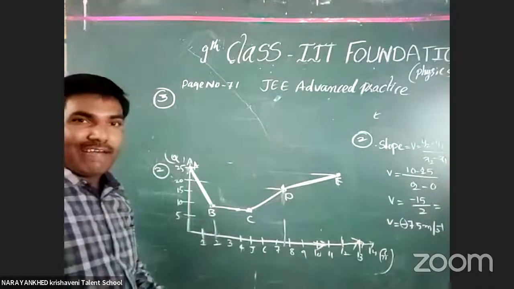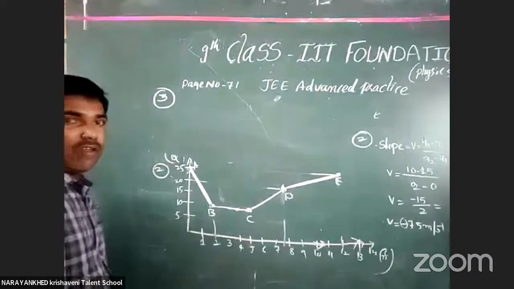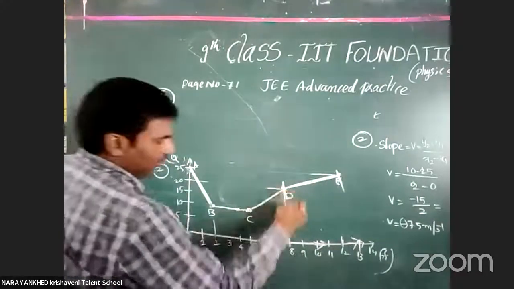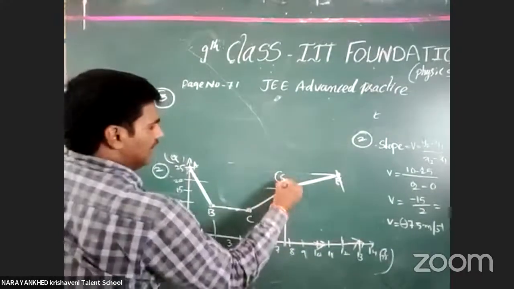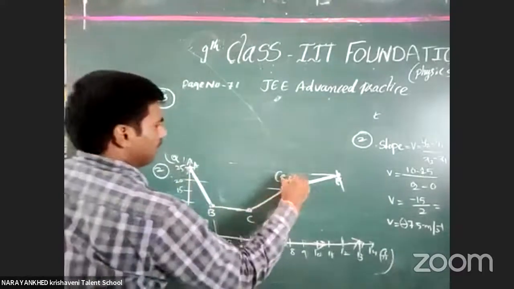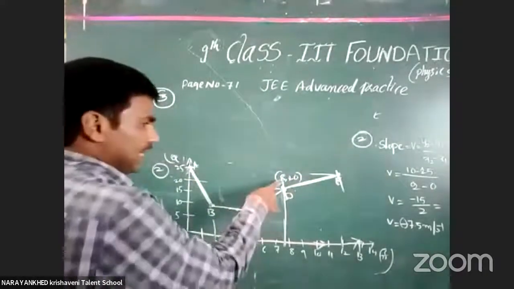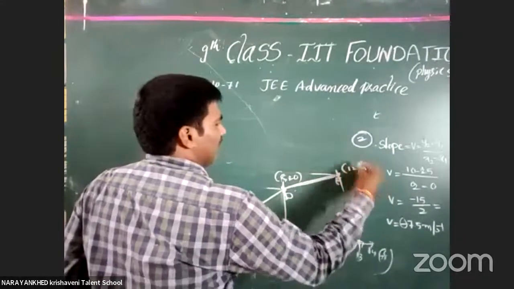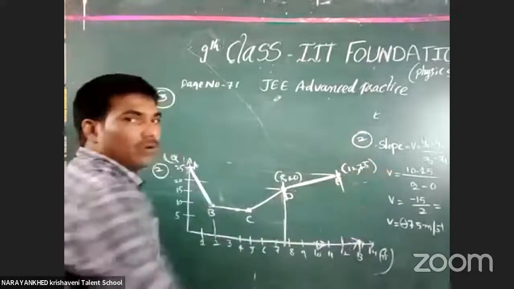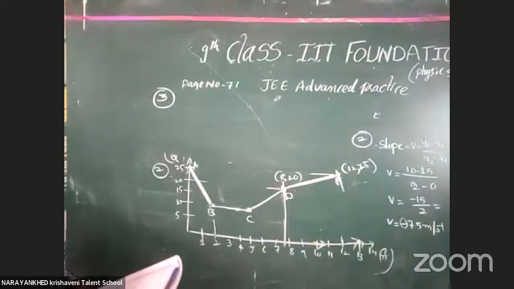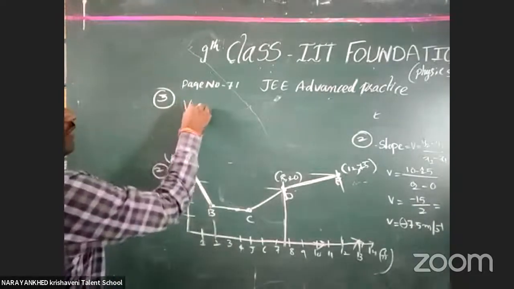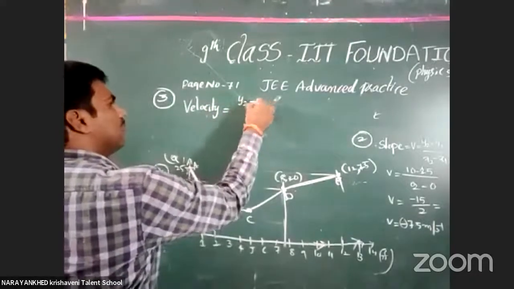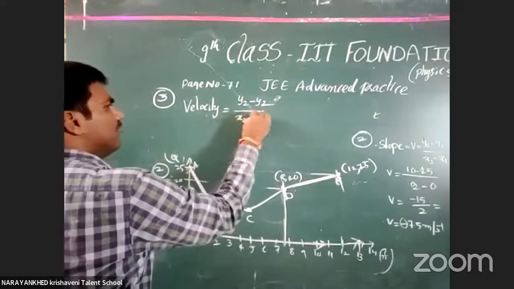The third one says: find the velocity along DE. Find the velocity along DE. DE means from here to here. What are the coordinates at D? It is 8 and 20. Clear or not, all the students? 8 is the seconds, 20 is the meters. And at E, it is 12 comma 25. Now, the velocity becomes what? Velocity is nothing but slope only: y2 minus y1 by x2 minus x1.